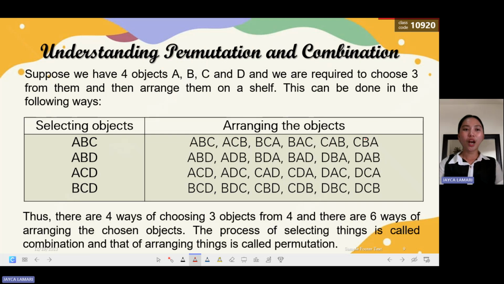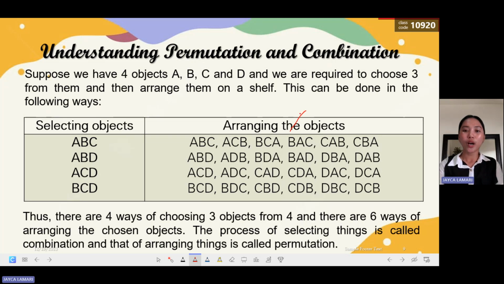Very good. All right, understanding permutation and combination. Suppose we have four objects A, B, C, and D, and we are required to choose three from them and then arrange them on a shelf. This can be done in the following ways. So this is how you arrange the things or the letters. Thus, there are four ways of choosing three objects from four, and there are six ways of arranging the chosen objects. The process of selecting things is called combination, from the word selection, and the process of arranging things is called permutation.